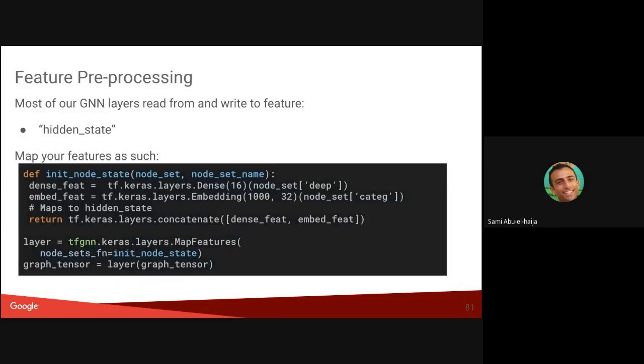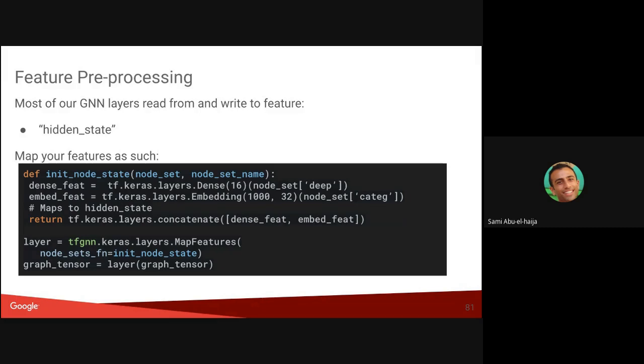During a feature processing step, you can transform your features before feeding them into your graph. TF-GNN library supports this map features keras layer that accepts callback functions to transform each individual graph piece, node set, edge set, and context. Each of these callback functions can use the keras functional API and depend on the input parameters to learn trainable weights.